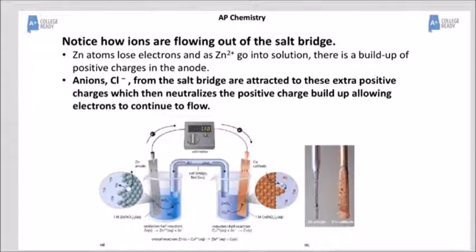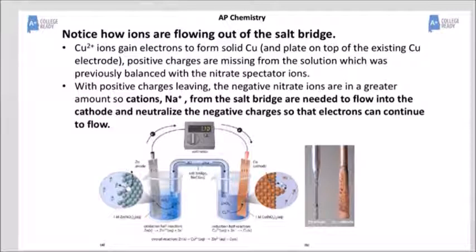But if you're asked to explain that, especially in a free response, you need to mention the specific anion that's flowing to what you're saying is the anode. In this case, it was zinc, and the specific identity of the cation and the identity of the cathode, in this case, copper.